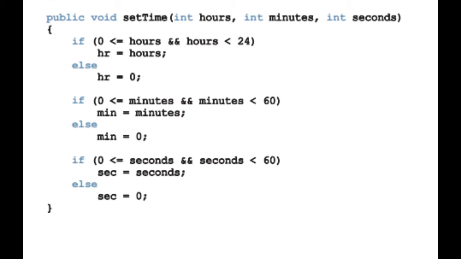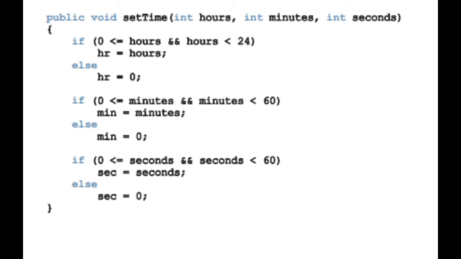If 0 is less than or equal to hours and hours is less than 24, hr equals hours. Else, hr equals 0. If 0 is less than or equal to minutes and minutes is less than 60, min equals minutes. Else, min equals 0. If 0 is less than or equal to seconds and seconds is less than 60, sec equals seconds. Else, sec equals 0.